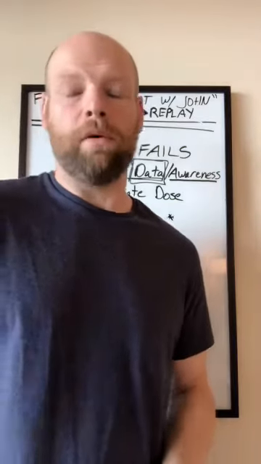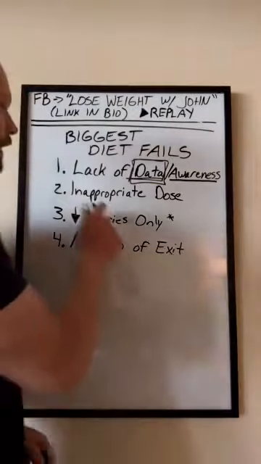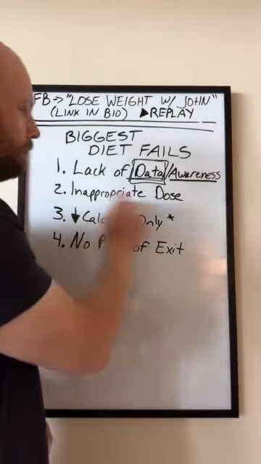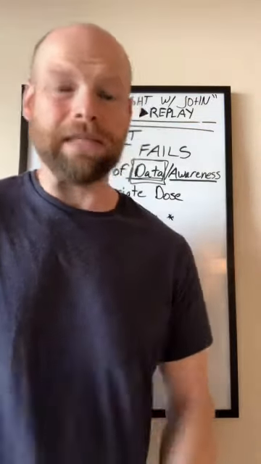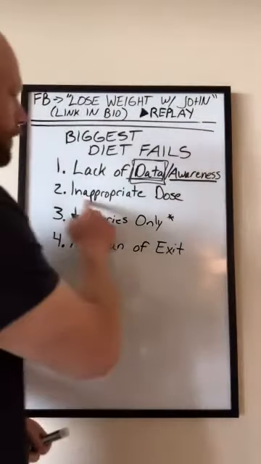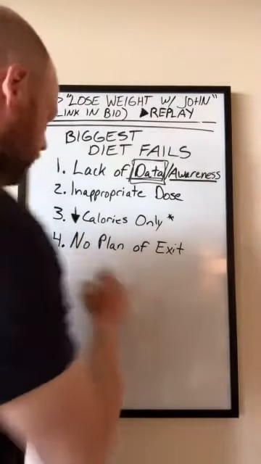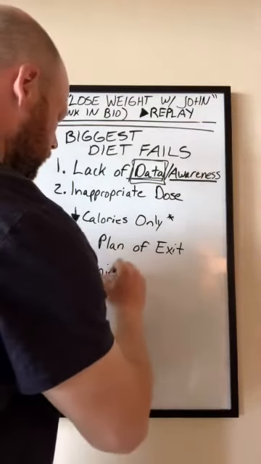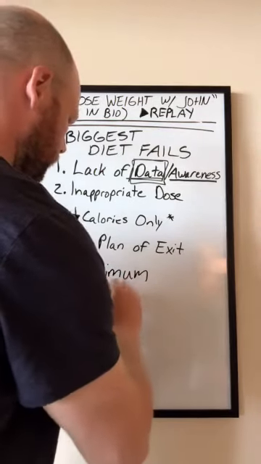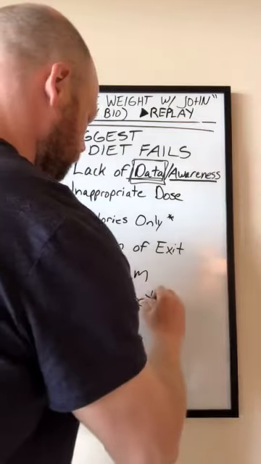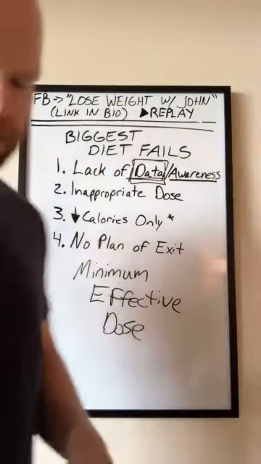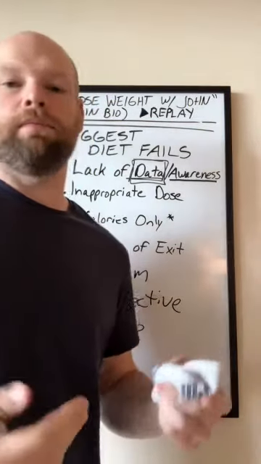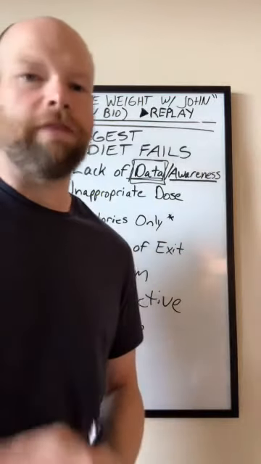That's the way you want to approach a diet. You want to use not the inappropriate dose, but an appropriate dose. And by definition, the appropriate dose is the smallest dose possible that will give you the effect you're looking for. So instead of using an inappropriate dose, we're going to use the minimum effective dose. This is why you hear people say, figure out your maintenance calories and then subtract 500, right?